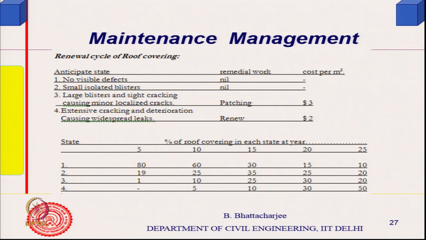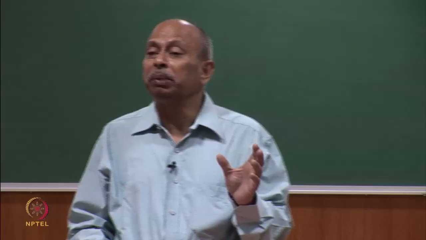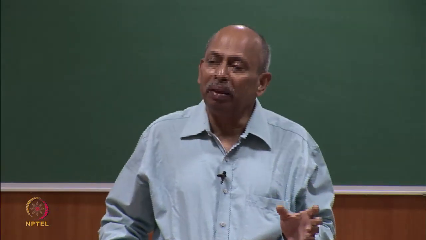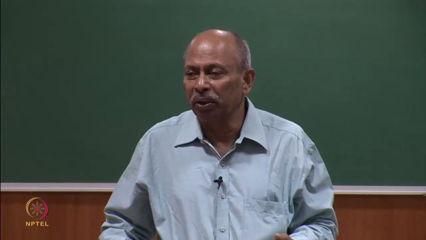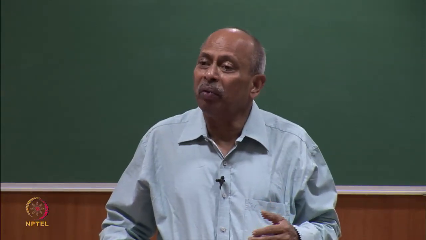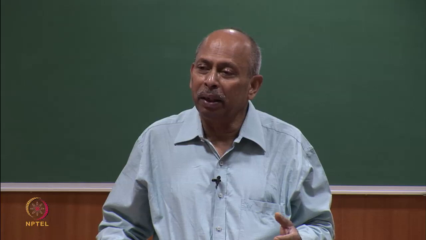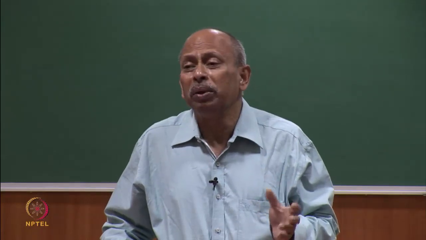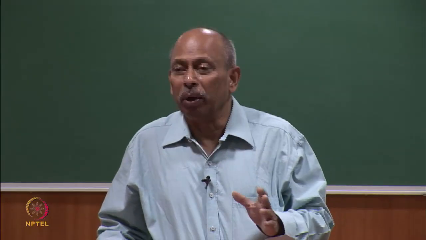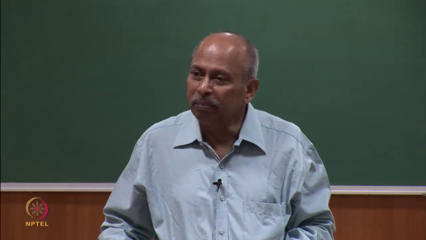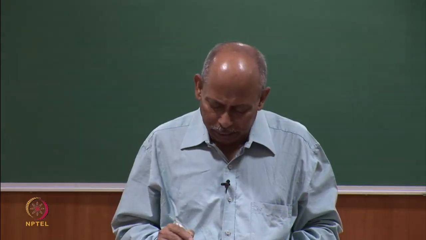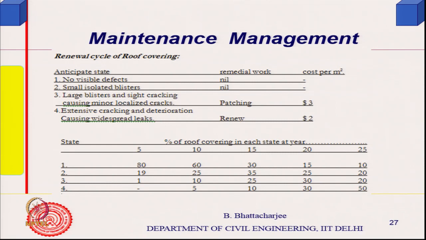Then for every 5 yearly interval from past data, we try to find out how much percentage of the area will be in a given state, and from that we estimate the cost. And when the cost of patch repair or repair is equal to or more than the renewal cost, that is, replace the whole thing, all of them, then we do renewal. So, that is what we have seen in the previous class, right.